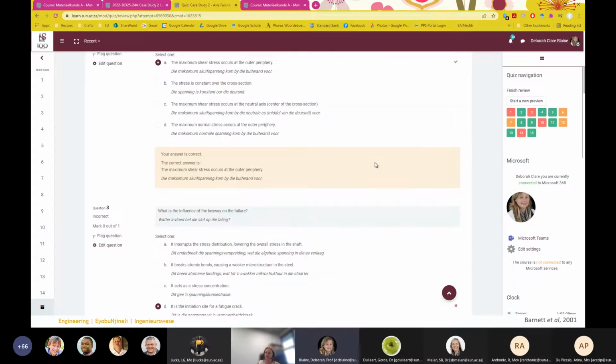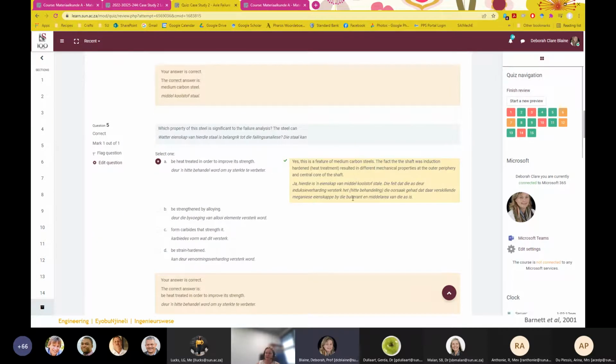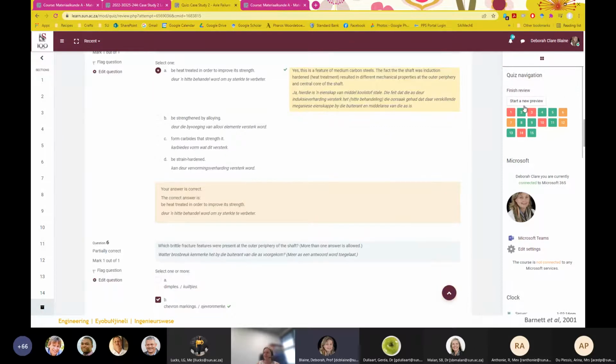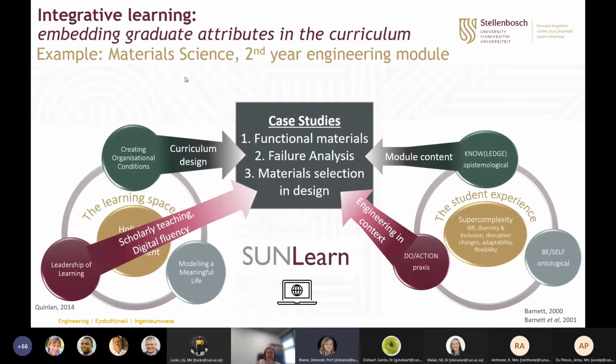So here I've just filled it in and made some wrong answers, and you can see that there's a little bit of formative feedback here as they go along. They can see which questions they got right, which they got partially right, etc. Okay, back to the presentation.